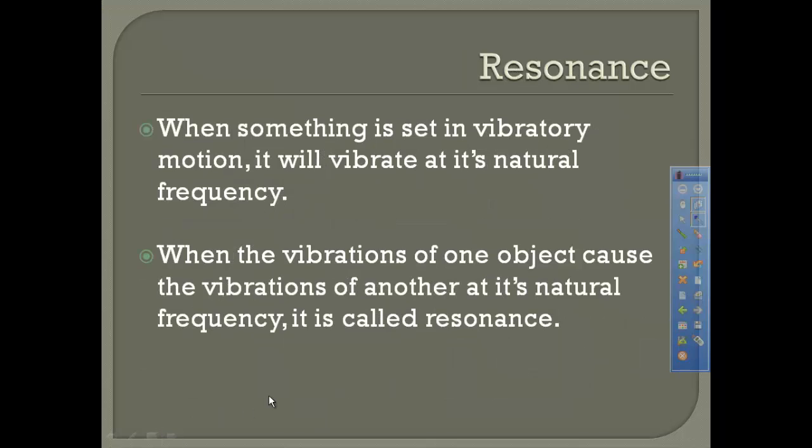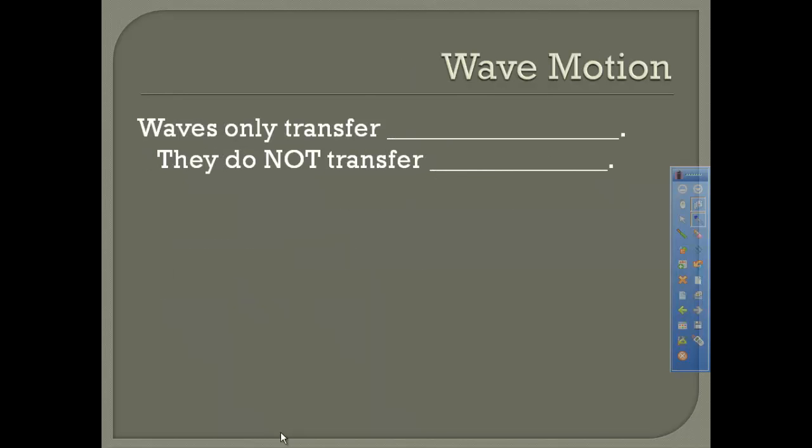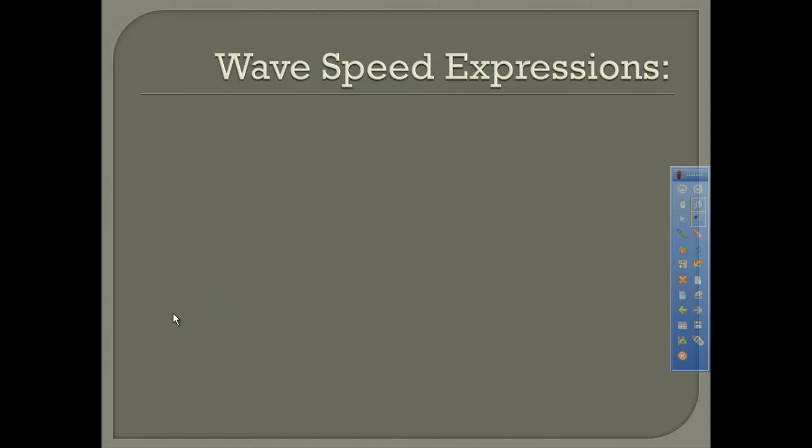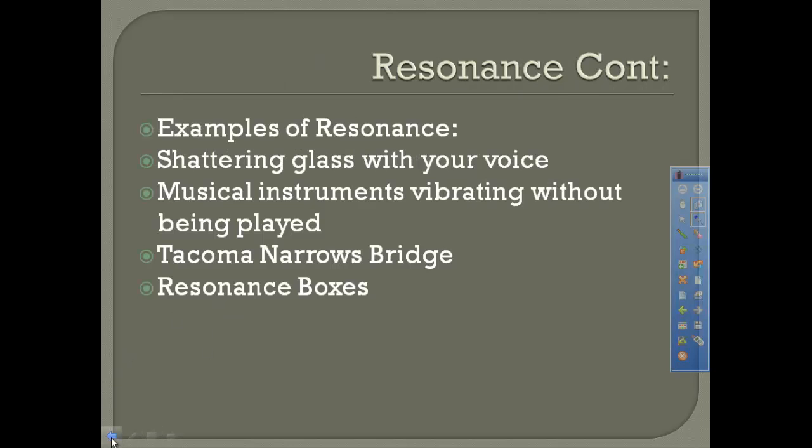So let's talk real quick about recapping some waves vocabulary. Resonance. Remember that resonance happens when something is vibrating and it causes something else to vibrate at its natural frequency. We encounter this actually quite a lot. If you guys are in band, you've probably experienced this if you're in a room with a bunch of instruments and somebody plays a note and you can feel your instrument starting to vibrate. That's an example of resonance.